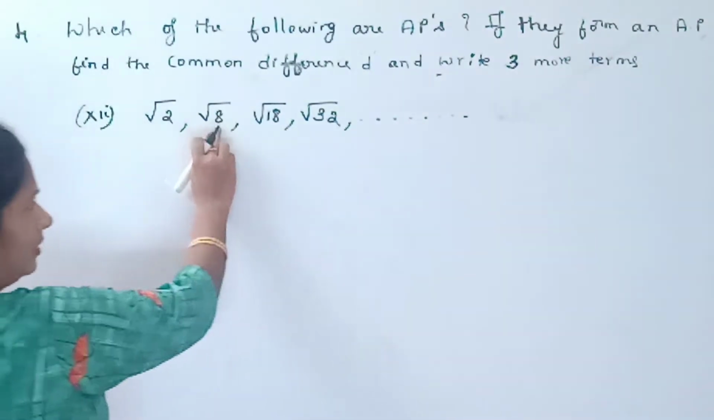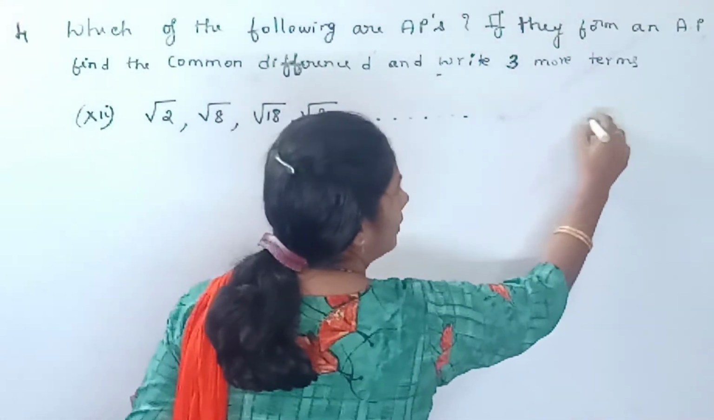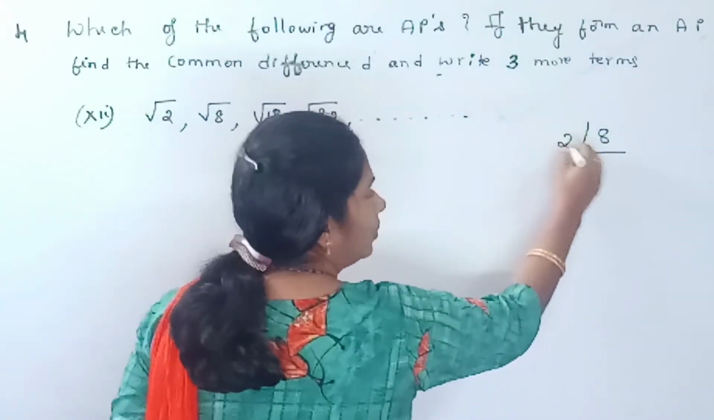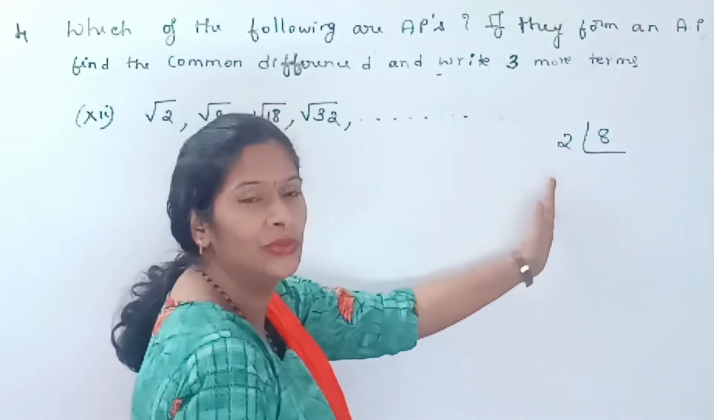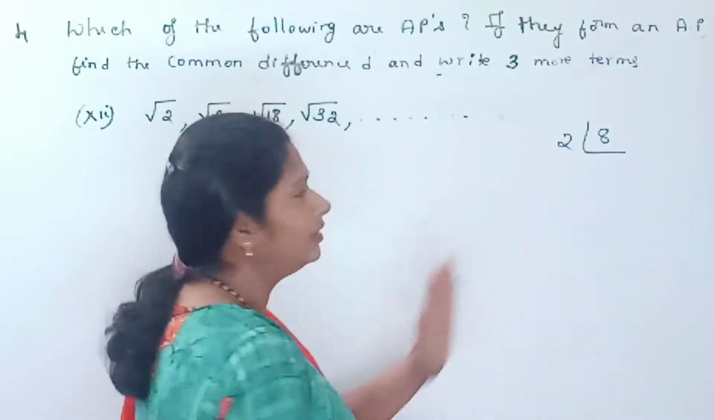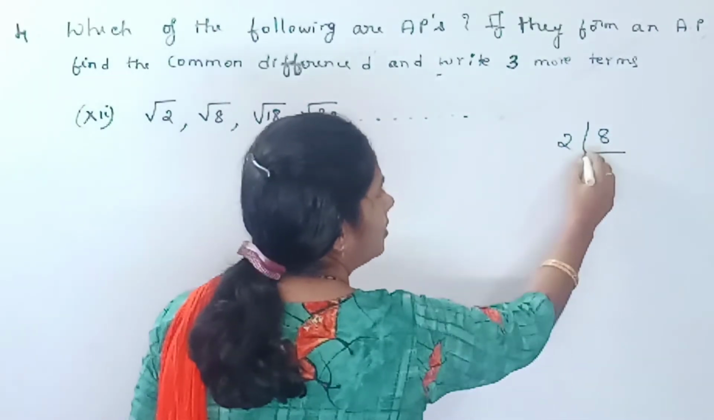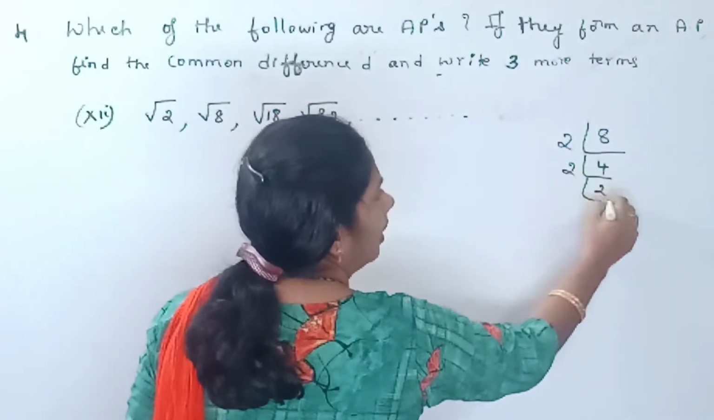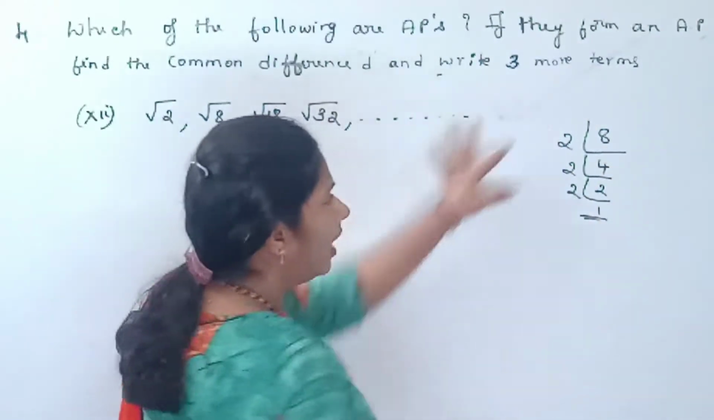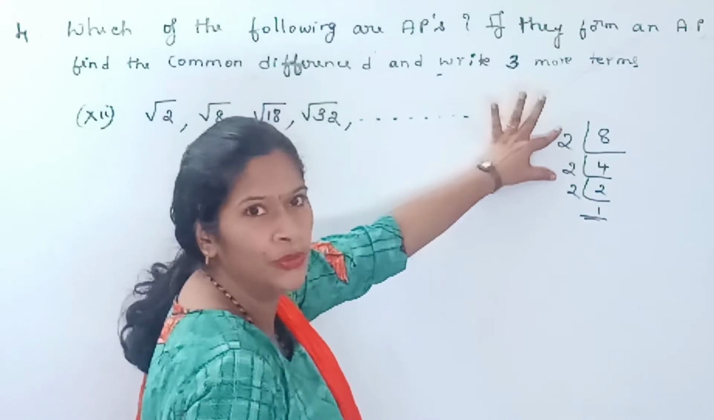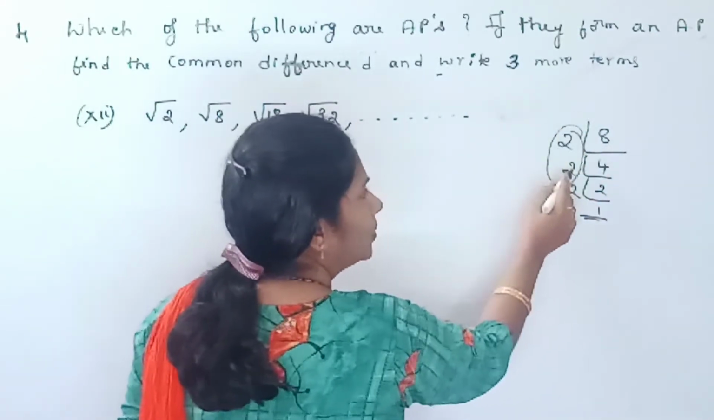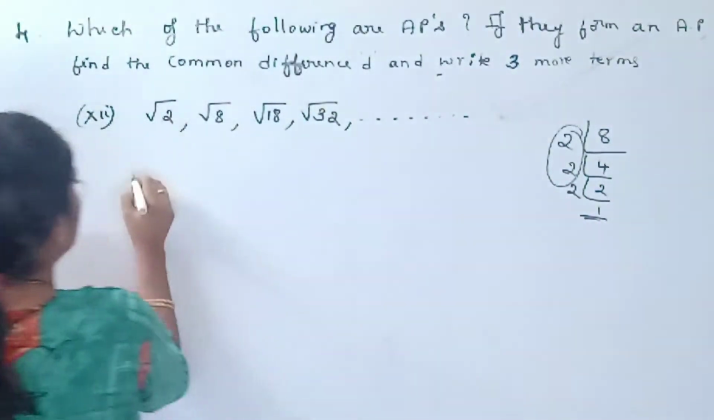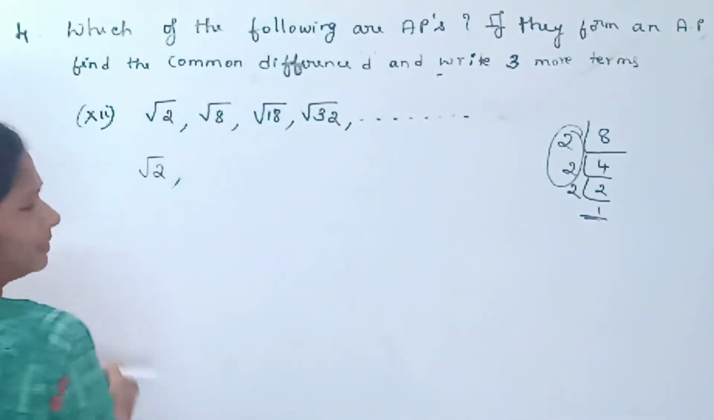See, what is the number? 8. So do the prime factorization method. On the left side, the numbers you are using should be prime numbers. So 2 4s are 8. Next 2 2s are 4 and 2 1s are 2. And here 2 numbers, one group you can make. So you multiply that one. 2 2s are how much? It is 4. So root 2 already is in the simplest form.